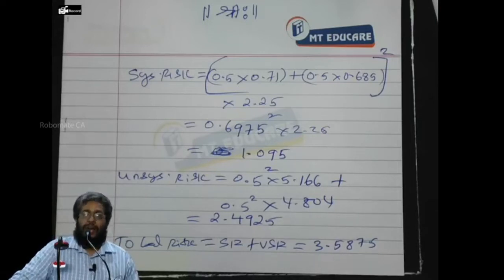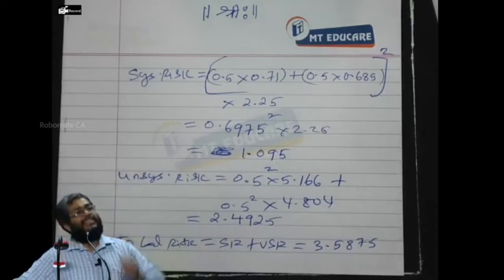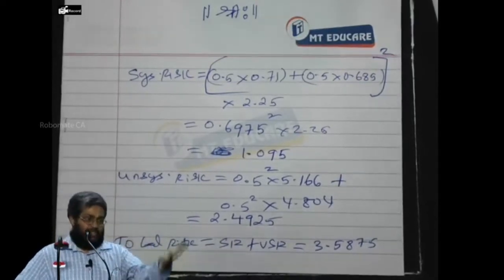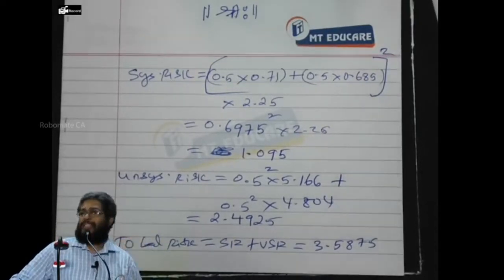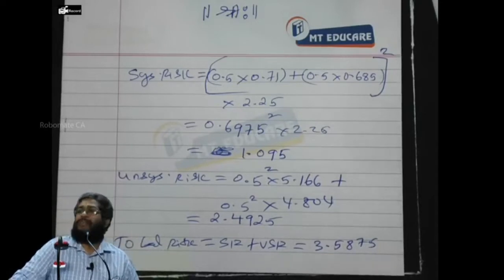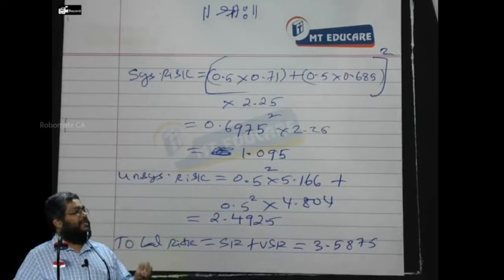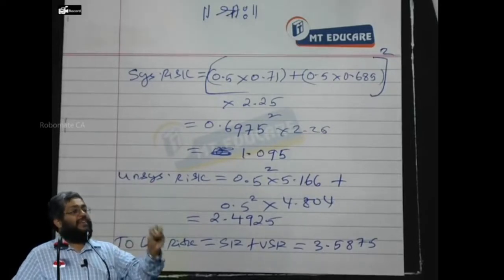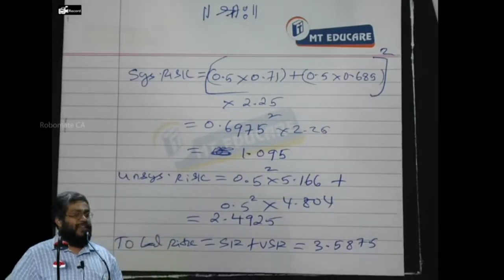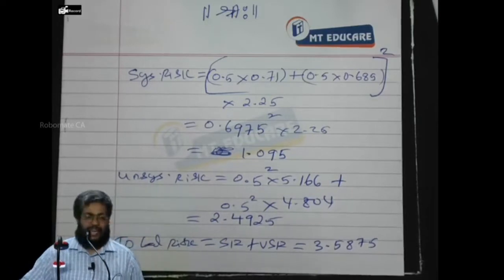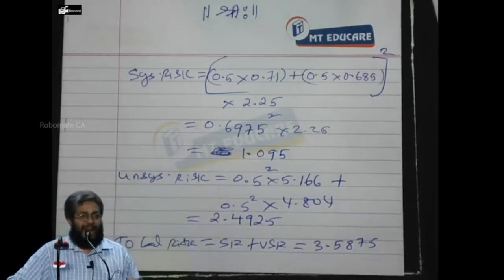What is the return of a security? Ri is equal to alpha plus beta rm plus ei. What is the error term? The difference between the actual point and the regression point. What is the coefficient of determination? Systematic risk divided by total risk. If COD is 8%, what is the meaning? 8% of the risk can be explained, and 92% remains unexplained.